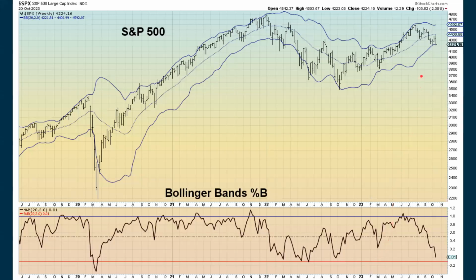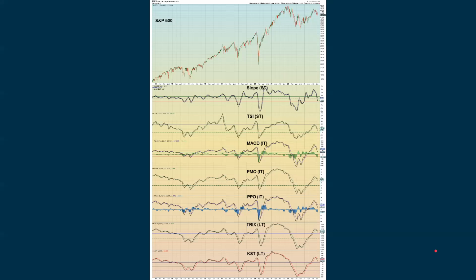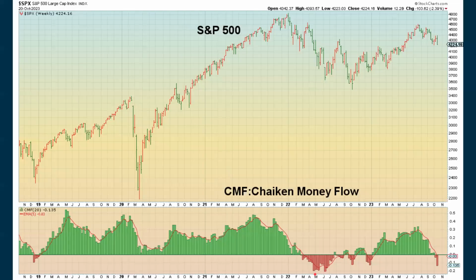We're not really getting a signal from the percent B. This is only measured when we close either above the upper band or below the lower band. The fact that we're below the midpoint and declining means the bias is negative, but we're not getting an extreme reading right now. Here are all of our oscillators together, where we're pretty much negative with our longer term trends. We're switching back over to negative on the daily charts.